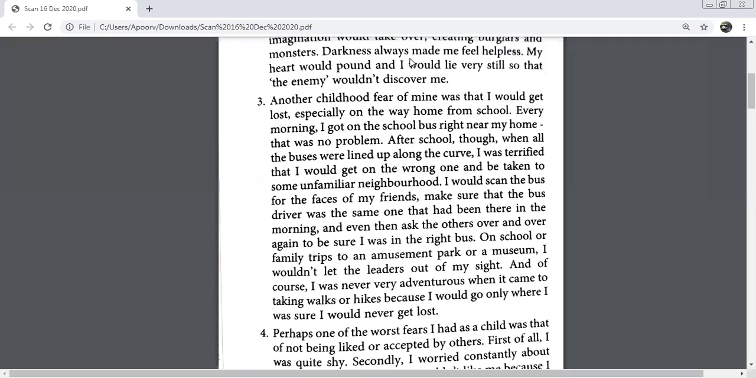Ma'am, my heading is childhood fears. Subheading is fear of getting lost. Subheadings are: first, cautious on way back to home. Second, fear of getting in wrong bus. Third, scan bus friends' faces and bus drivers. Fourth, ask others to notice my presence. Fifth, follow leaders on trips. Sixth, only go for safe walks and hikes.